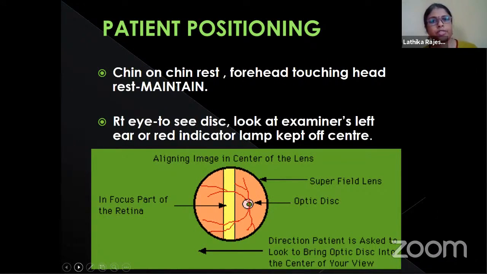Patient positioning is as usual, but I wanted to tell you this: when the patient is looking through the slit lamp into the light, that bright beam will be at the fovea. So if you want to see the disc first, supposing you are looking at the right eye, please ask the patient to look to your left ear so that the optic disc will be in the line of that slit beam. That is how you will ask the patient to first look. Finally, only then will you switch to the fovea.